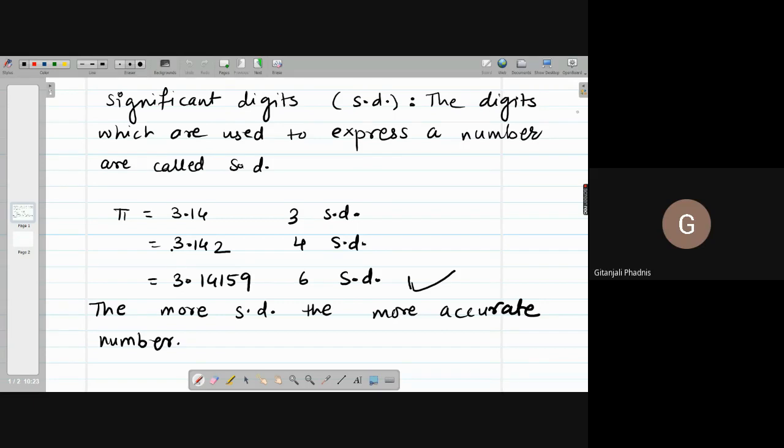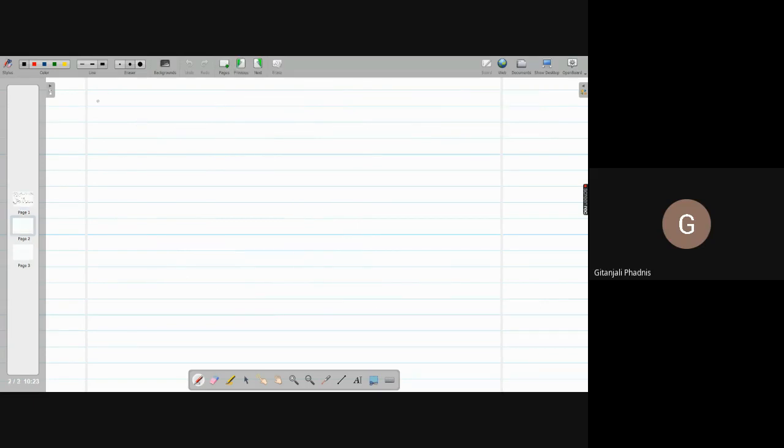Now let us write the notions of significant digits.